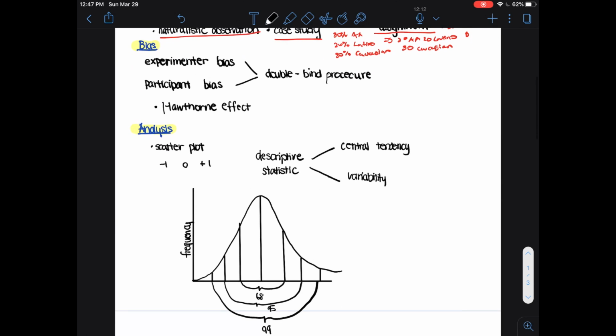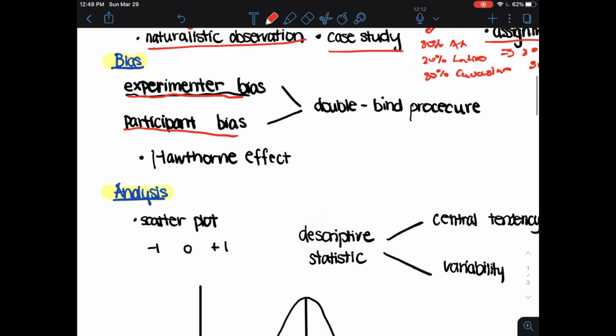Okay, so moving on to bias, you have two types of bias, experimenter bias and participant bias. For experimenter bias, the experimenter will try to treat the subjects differently depending on whether they're in a control group or observed group in order to prove their hypothesis. And then you have participant bias, which is when participants know whether they're in the control group or observed group, they'll act differently based on what they're given.